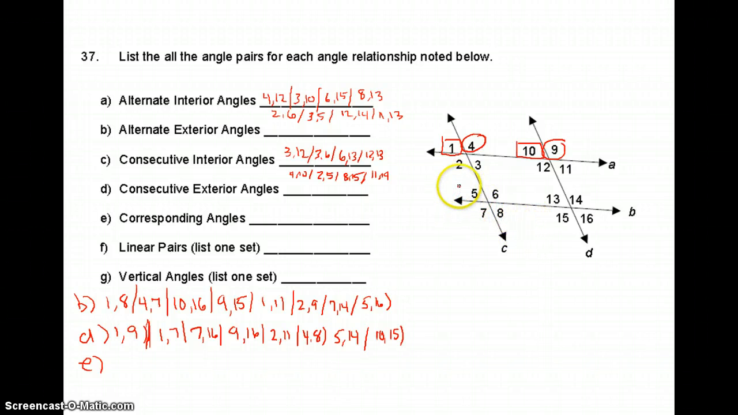And then this will be corresponding. This will be corresponding. And this one. And this one. And this one. And this one. And circles will be here, here, here, and here. So those are going to be corresponding angles like that. Same position, or same quadrant.